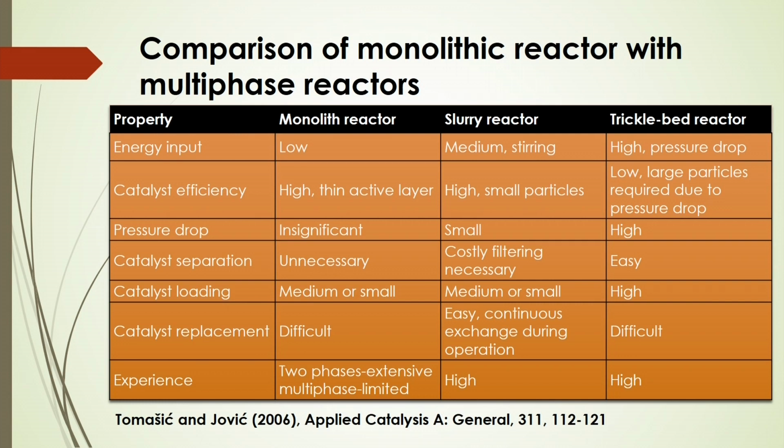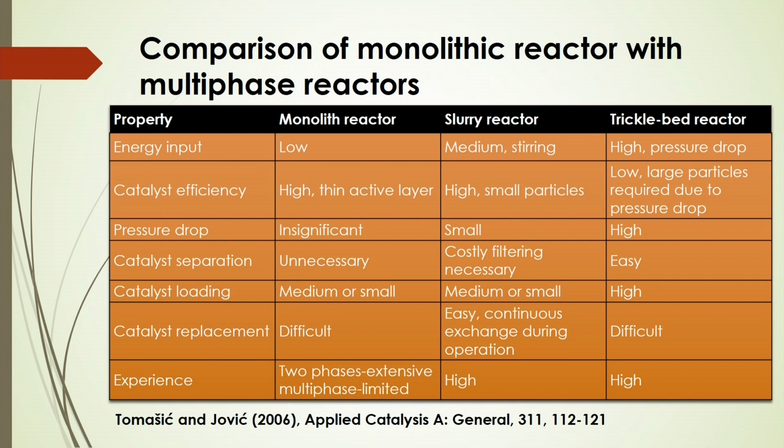because you have to invest some cost for filtering those small particles for the regeneration of the catalyst particles. In the case of the monolith reactor, you will see a medium or small scale of catalyst loading is required, whereas for slurry reactors a medium or small scale of catalyst loading is required, whereas in the case of the trickle bed reactor it is high. And in the case of catalyst replacement, it is very difficult in the monolithic reactor, whereas in the slurry reactor it is very easy because continuous exchange during operation can be done. And also in trickle bed reactors the replacement of the catalyst is very difficult.